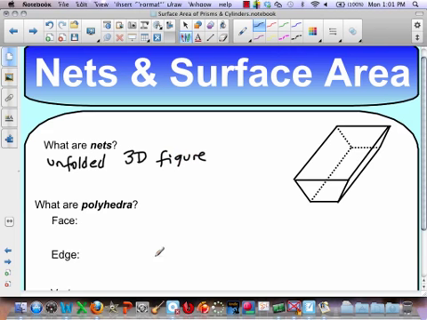A lot of times we refer to these 3D figures as a polyhedron, and that's singular. Poly meaning many, hedron meaning faces. So that's a singular object, a polyhedron. So polyhedra is plural. So that just means we have lots of 3D figures.